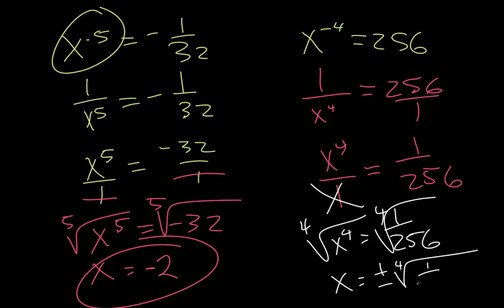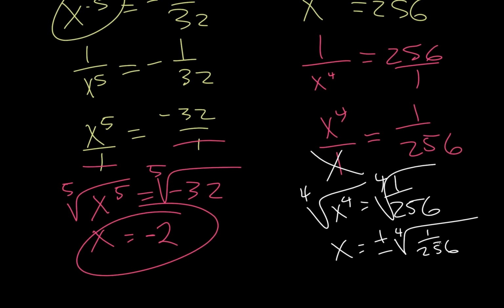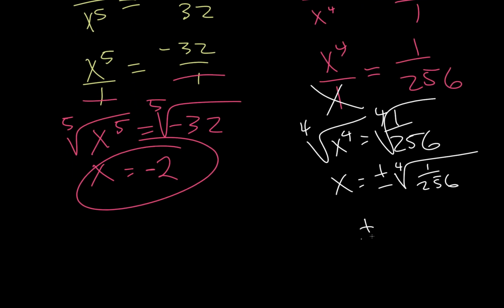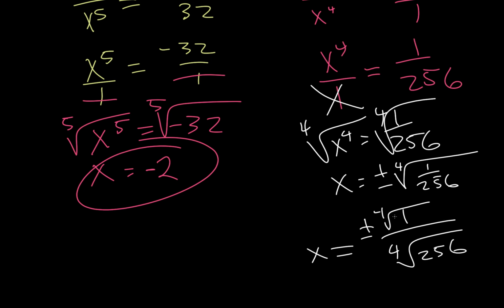And so we have the fourth root of 1 over 256. The fourth root of 256 is 4. The fourth root of 1 is 1. And so essentially we're looking at it like this. So we have plus or minus, fourth root of 1, fourth root of 256, just kind of a messy fraction like that. But the fourth root of 1 is just 1, and the fourth root of 256 is 4, because 4 times 4 times 4 times 4 gives us 256, and we still have our plus or minus, and x is equal to that.